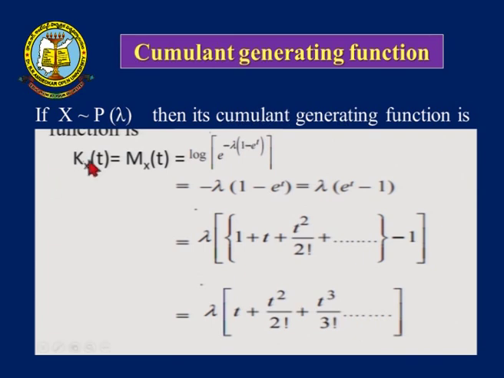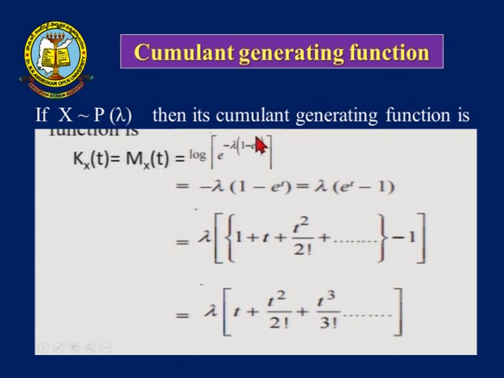While using this cumulant generating function, what is the cumulant generating function of Poisson distribution? If x follows P of lambda, then its cumulant generating function, represented by K_x of t, is equal to log of M_x of t, that means log of e to the power of minus lambda of 1 minus e power t. What is this? Log of the moment generating function of the Poisson distribution.